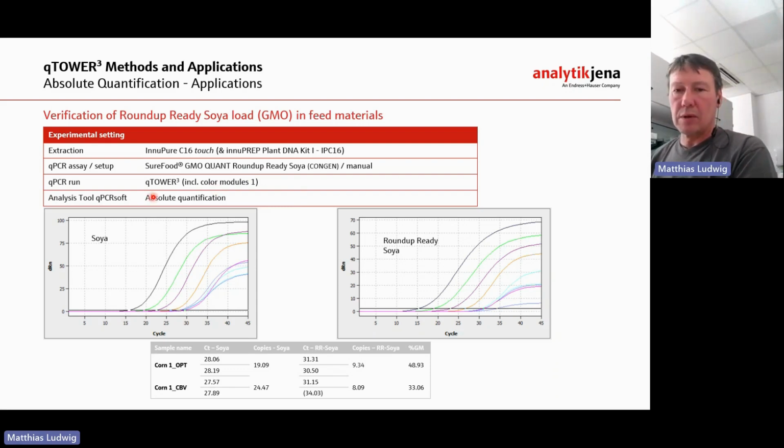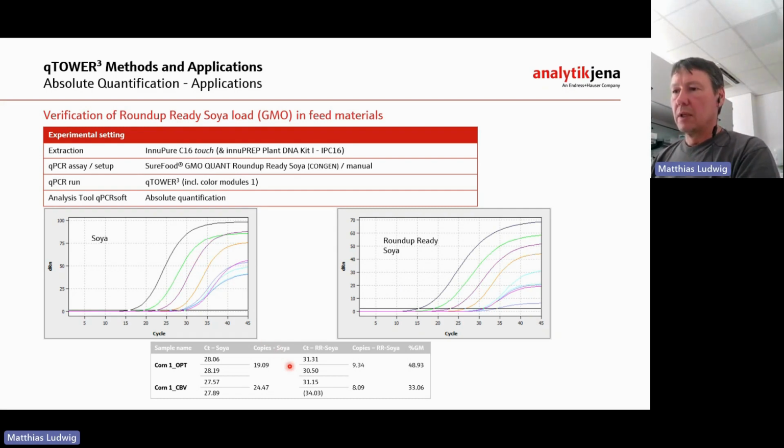We used the Q-tower again, and the feature of the absolute quantification. Here too, there is a positive control with known concentration included in this assay, and you create a serial dilution. Based on the serial dilution of this soy and this Roundup Ready soy, the software can calculate the load of Roundup Ready soya inside the unknown samples. So you have 2 positive controls inside, and you have to perform two different calibration curves or standard curves, and the software can calculate this.